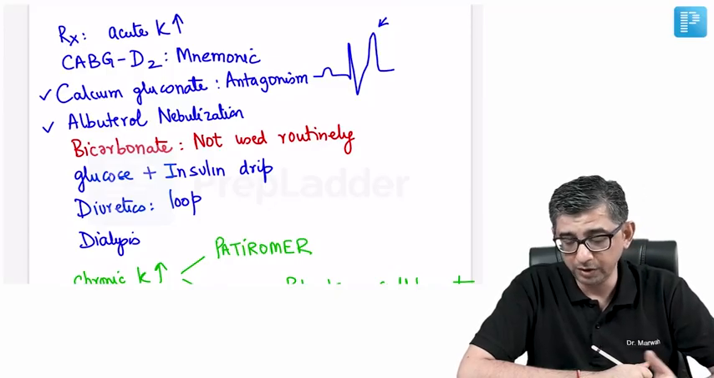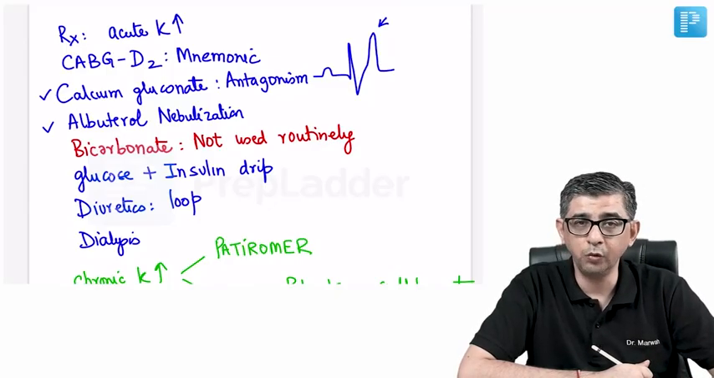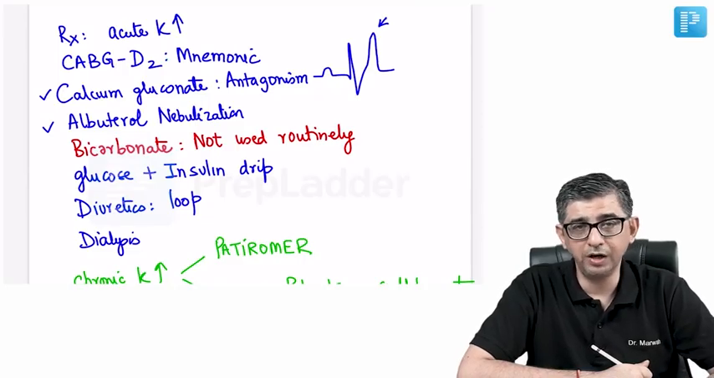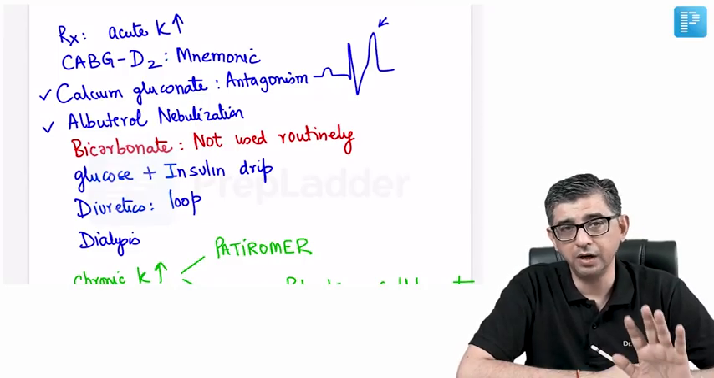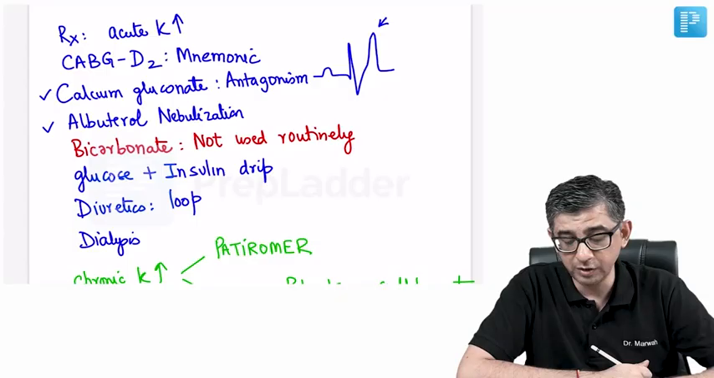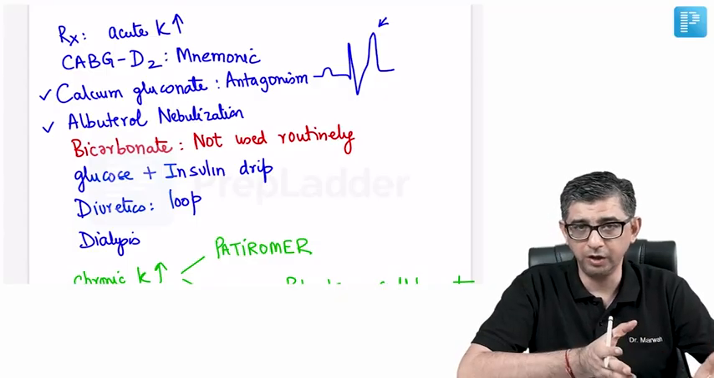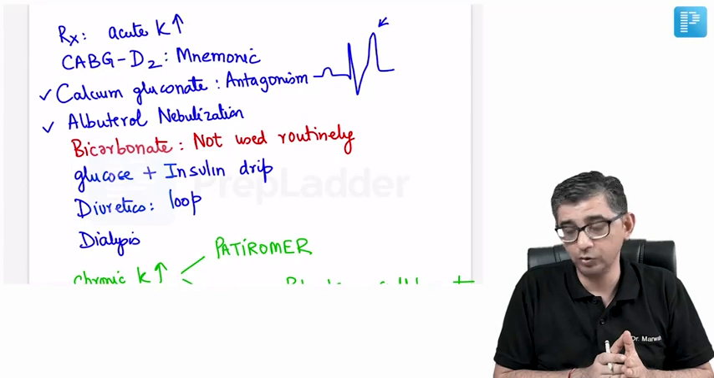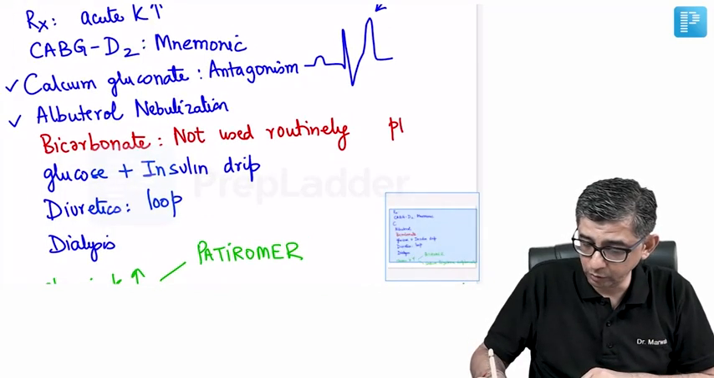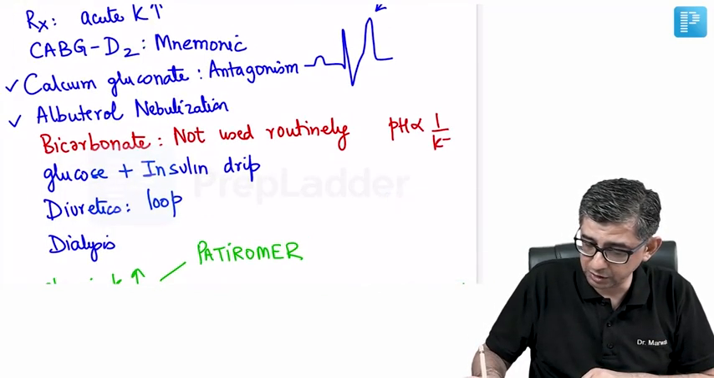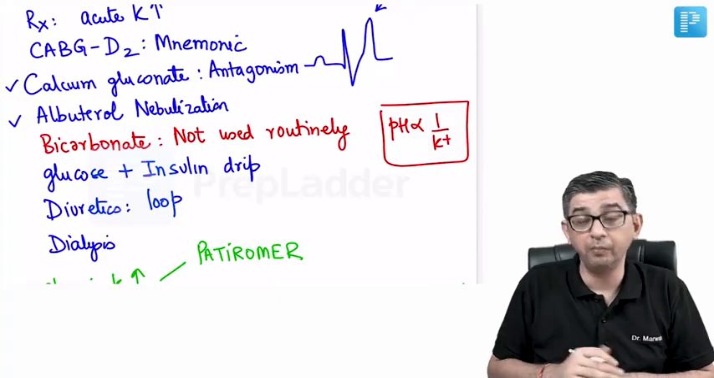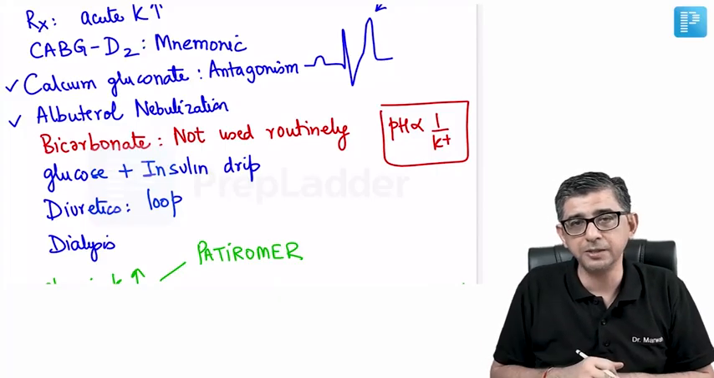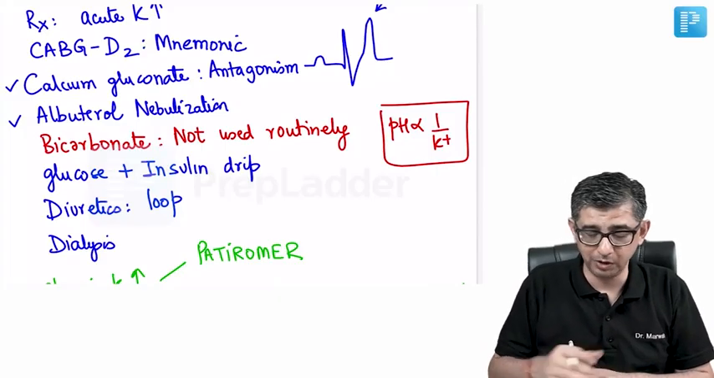And the logic behind this is pH has an inverse relation with the potassium value. If I give bicarbonate, it will cause the pH to rise, and if the pH rises, then the potassium values will fall. This rule will help you lots of times. pH shows an inverse relation with potassium. So my objective is to raise the pH and thereby reduce the potassium values.